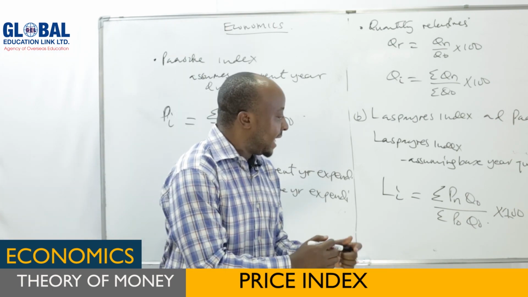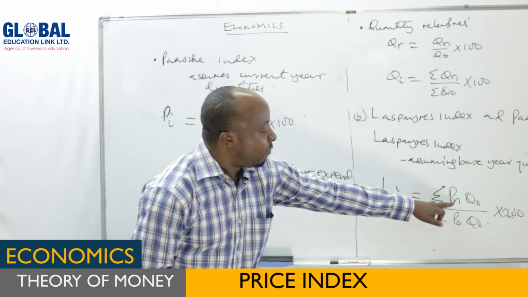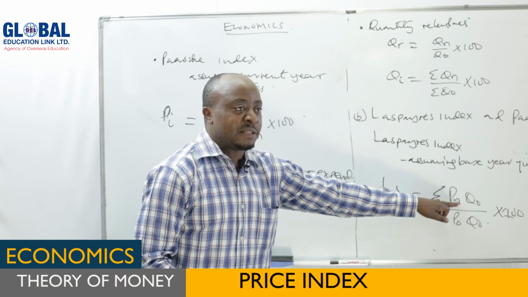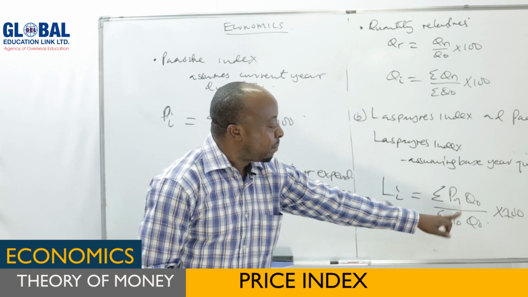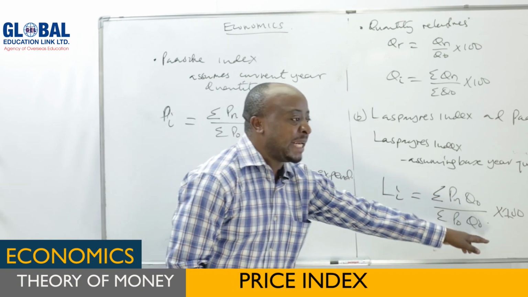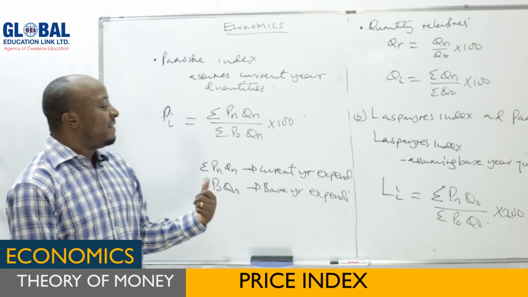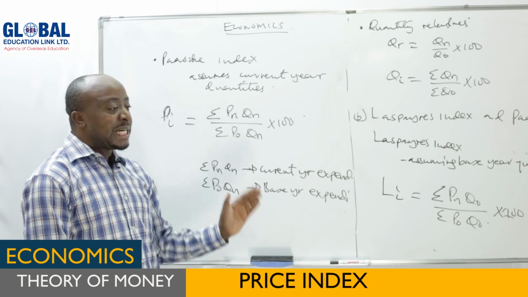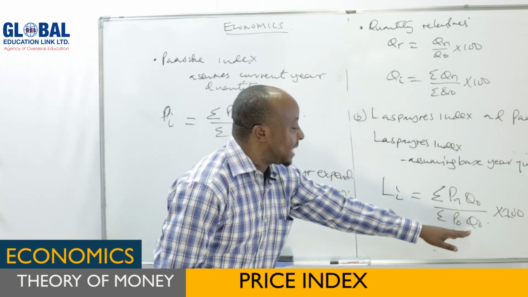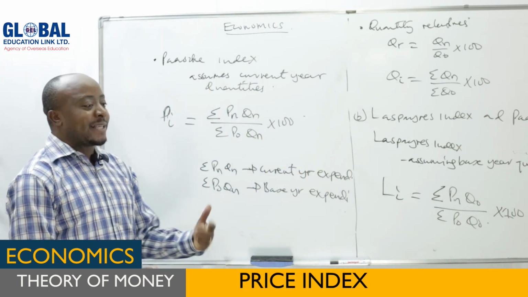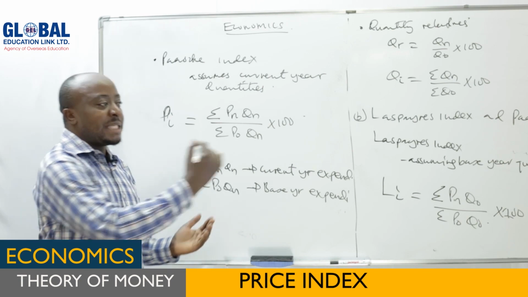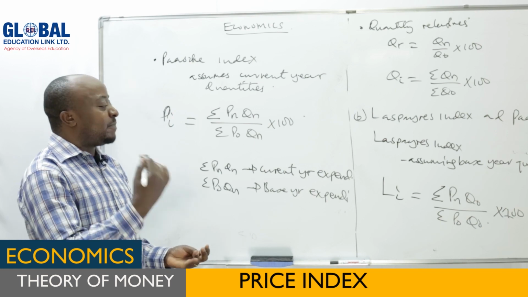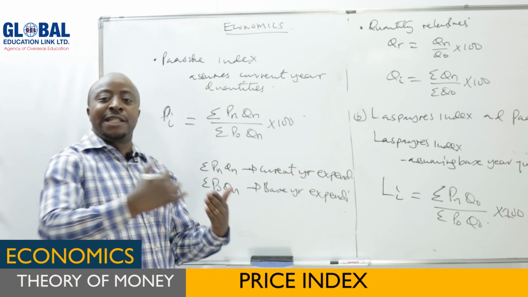Likewise, in this formula again, because of PN, this one will be current year expenditure, while this one, because of PO, will be base year expenditure. So we are comparing the two, even in making interpretation, because the numerator stands for current year expenditure and the denominator stands for base year expenditure. So we are comparing base year expenditure and current year expenditure. Then we want to see that expenditure, has it increased or has it not increased?